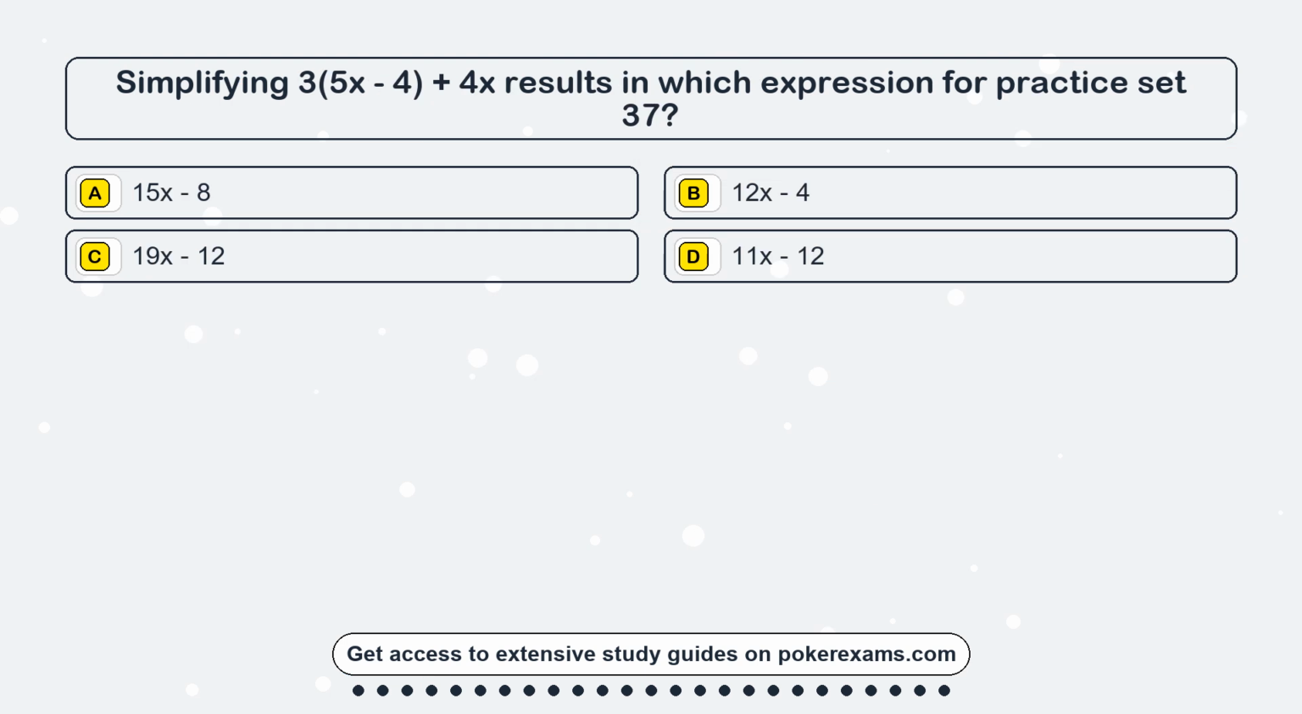Question 7. Simplifying 3(5x minus 4) plus 4x results in which expression for practice set 37? Option A 15x minus 8. Option B 12x minus 4. Option C 19x minus 12. Option D 11x minus 12.